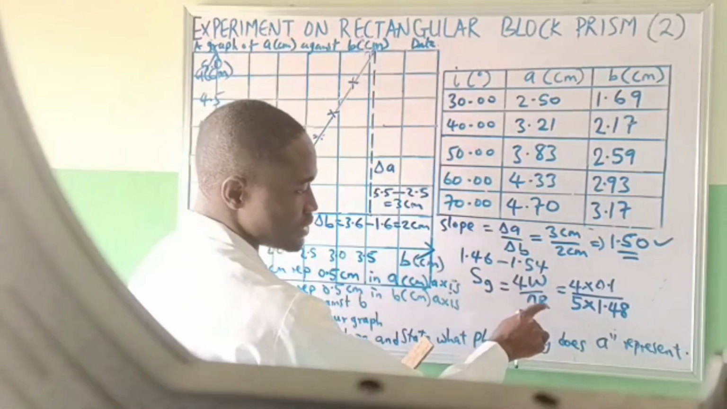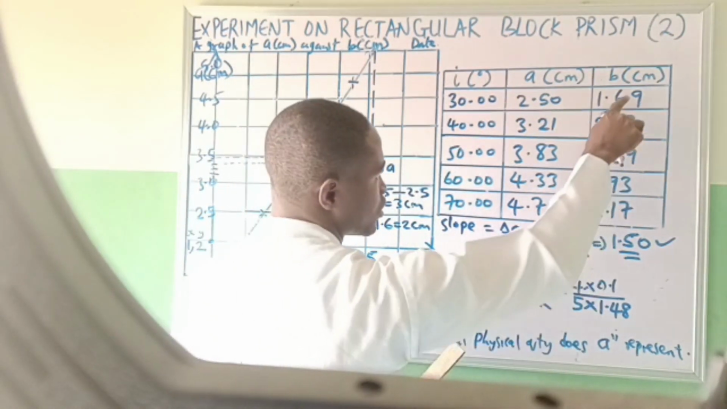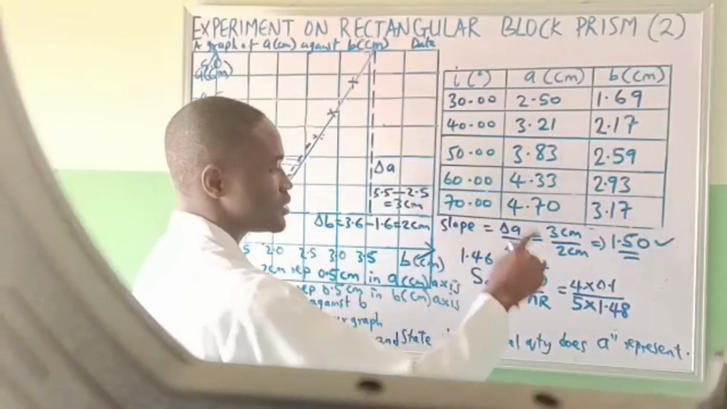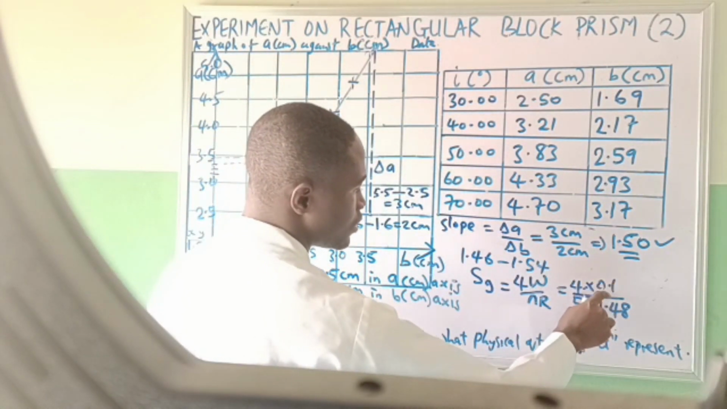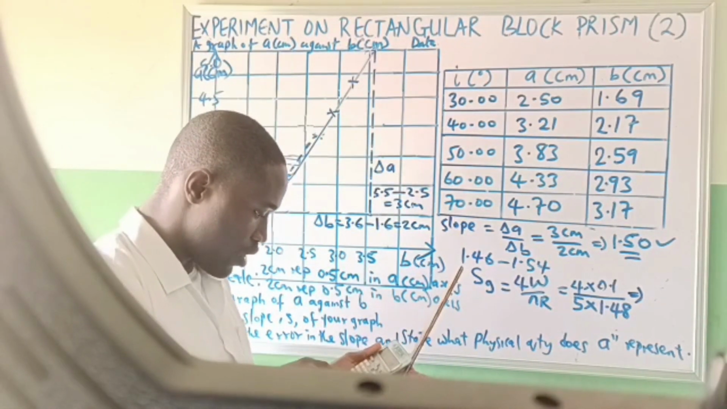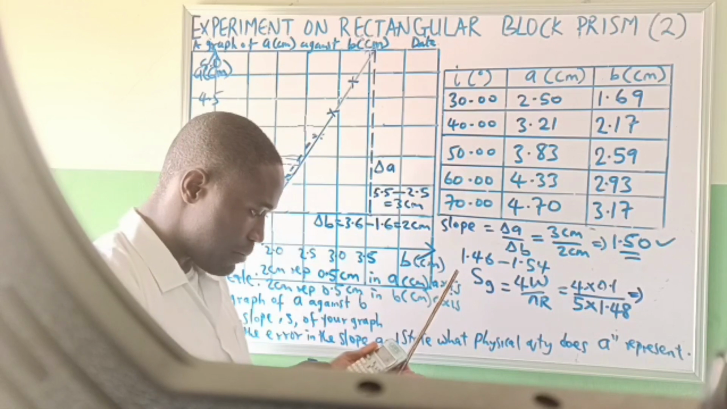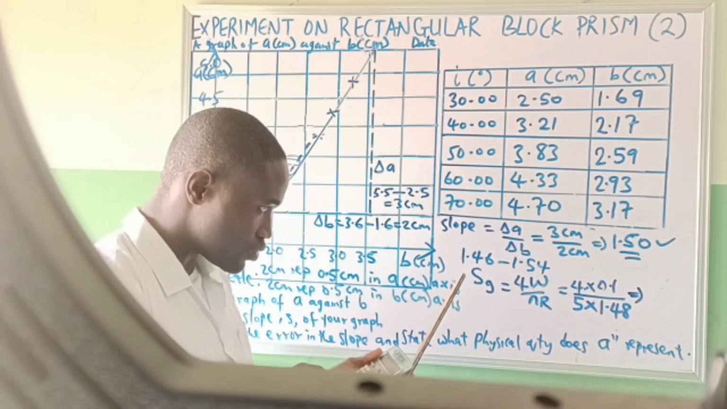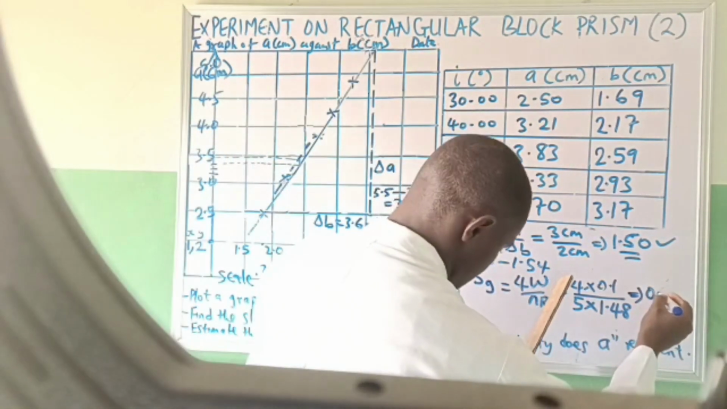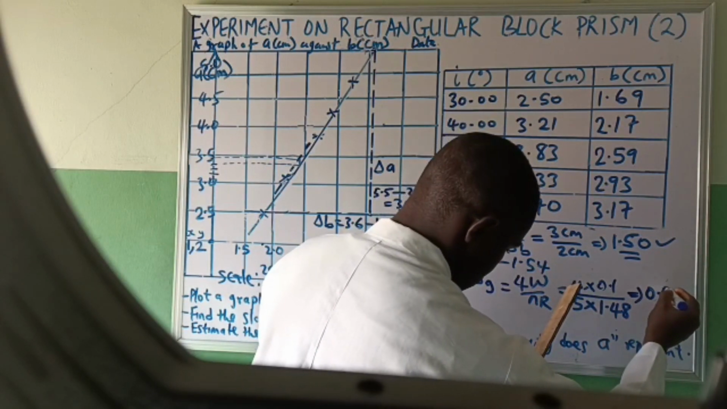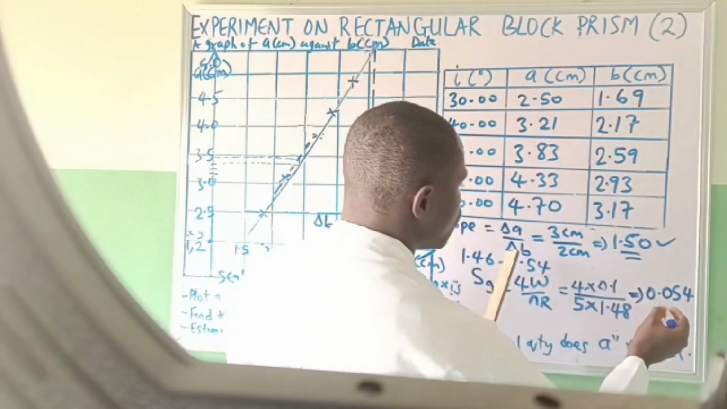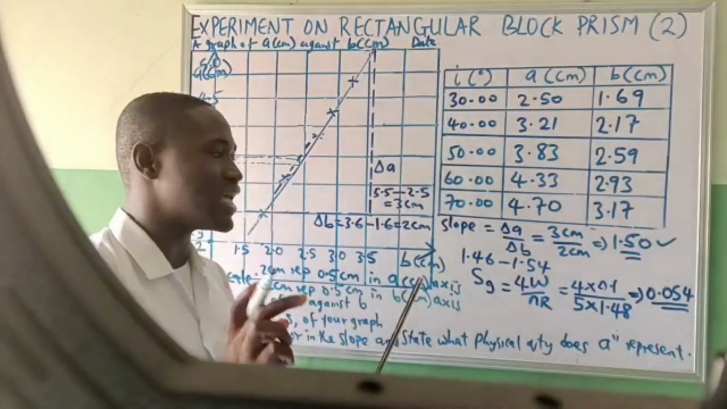So R means the range of the horizontal, the highest minus the lowest. Then N means the number of points you plotted. 4 is constant. W means your vertical scatter. You now get the value. The value will be 4 times 0.1 divided by 5 times 1.48. That will give you 0.054. No unit. Refractive index of glass has no unit.